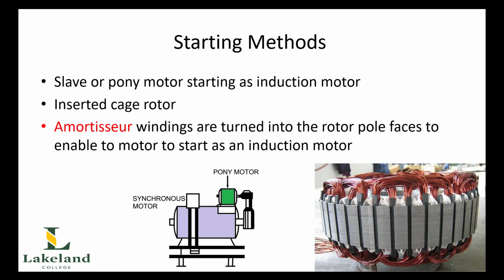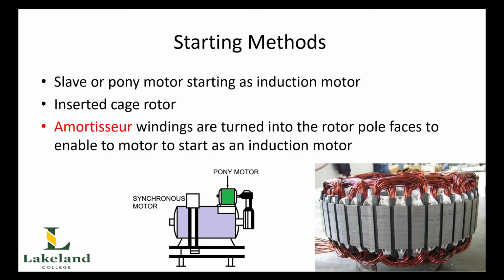And then the last method to talk about, which is the one mentioned on the last page of this objective, is that of an amortisseur winding. You don't need to know too much about these other than what an amortisseur winding does. An amortisseur winding is simply a winding that's turned into the rotor pole faces, and this winding enables the rotor to start up as an induction motor. You can basically think of it as another version of the cage rotor, only instead of using rotor bars, it uses windings, but it does the same thing.